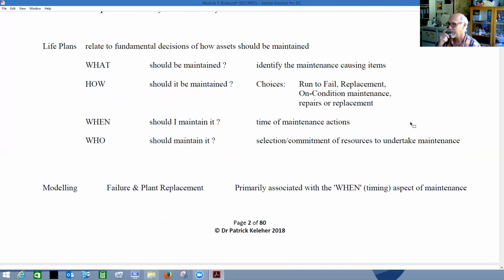Modeling, failure and plant replacement, primarily associated with the when or the timing aspect of our maintenance. And so when we look at these mathematical models, it'll be about looking at, is the device, the piece of equipment, is it going to fail? When's it going to fail? How often will it fail? Or is it about the replacement of it? So basically all that modeling will focus on that.